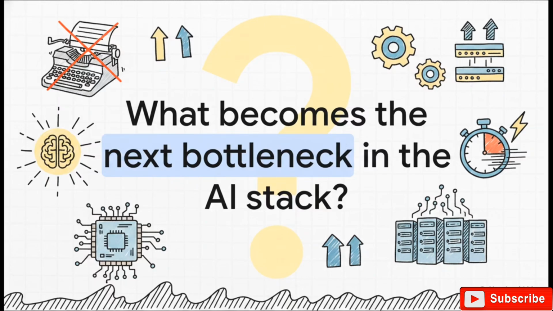DFlash proves without a doubt that the typewriter era of text generation is coming to an end. But that leaves us with a pretty commanding question to consider. When inference speed is entirely solved and our hardware is finally running at 100% utilization, what becomes the next major bottleneck in the AI stack?